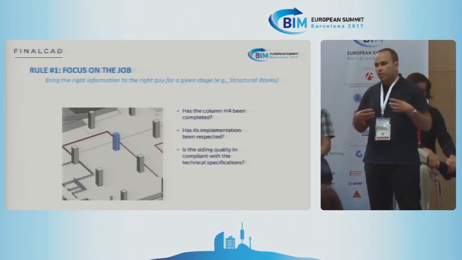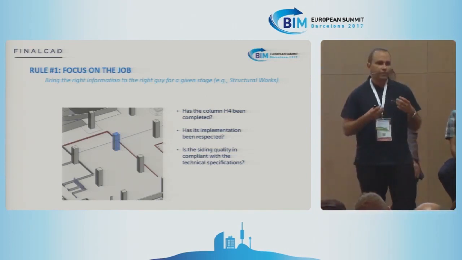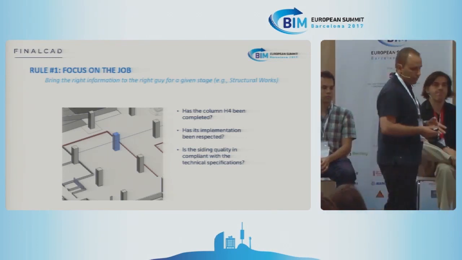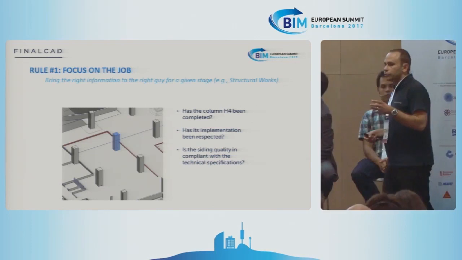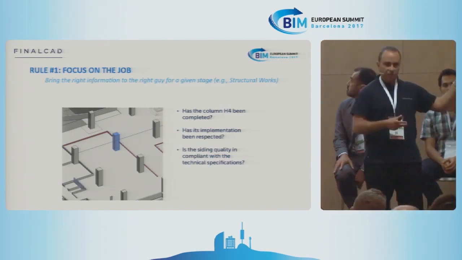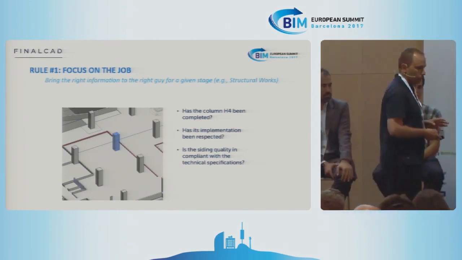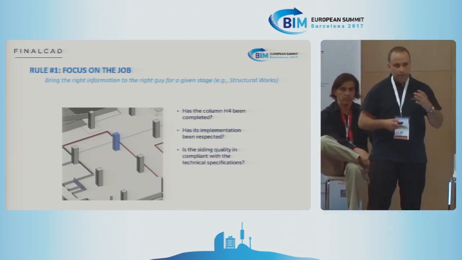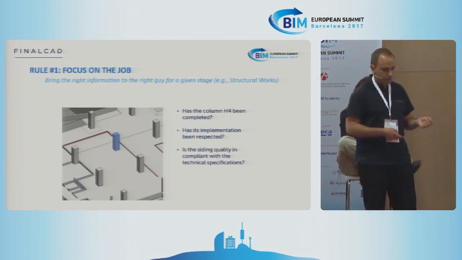So what we do is we pre-filter, we pre-select elements of interest for a given phase, for a given stakeholder at a given time. So for instance, here for structural work, let's assume we have to do quality control on those pillars. We will select the pillars one by one for them to be able to do the quality control with the why questions, like is it compliant, has the implementation been respected, are the dimensions okay, is the material okay, and so on.